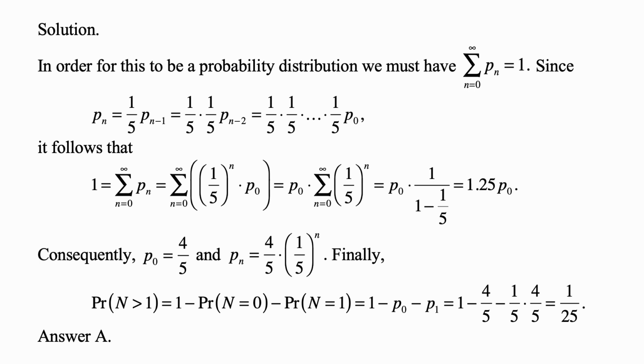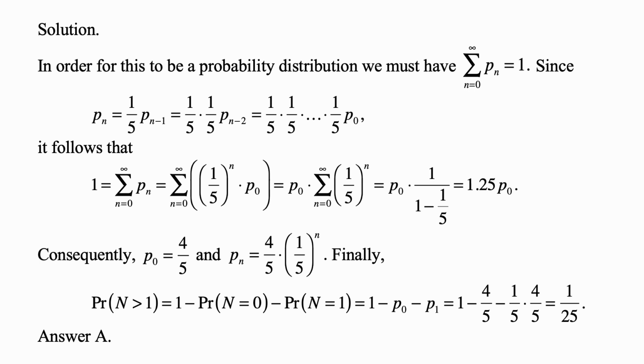It follows that 1, which is the sum from n equal to 0 of P(n), is equal to the sum from n equal to 0 to plus infinity of 1/5 to the nth times P0. That's equal to P0 times the sum from n equal to 0 to plus infinity of 1/5 to the nth. This is a geometric series. The first term is 1. So the sum of the series is equal to 1 over 1 minus the ratio of the series, which is 1/5. So this is 1 over 1 minus 1/5.